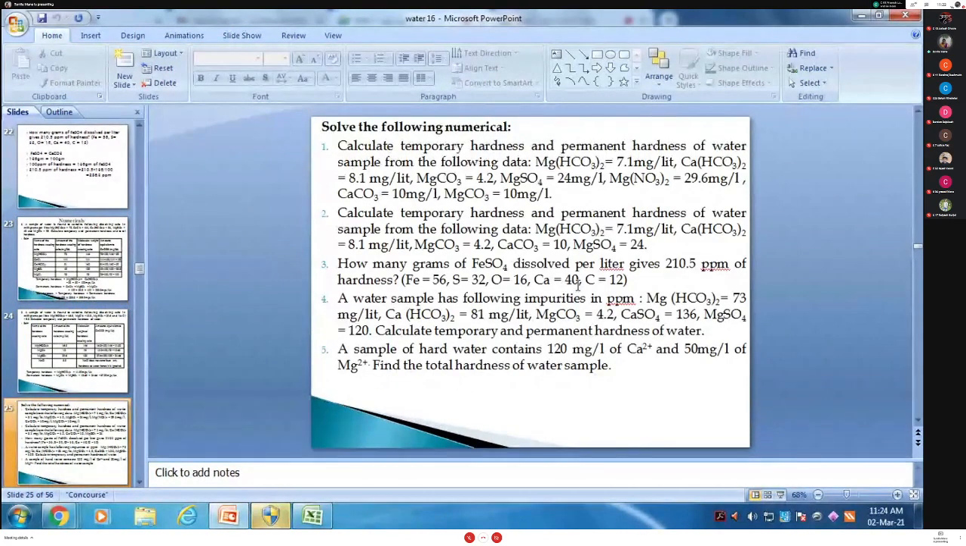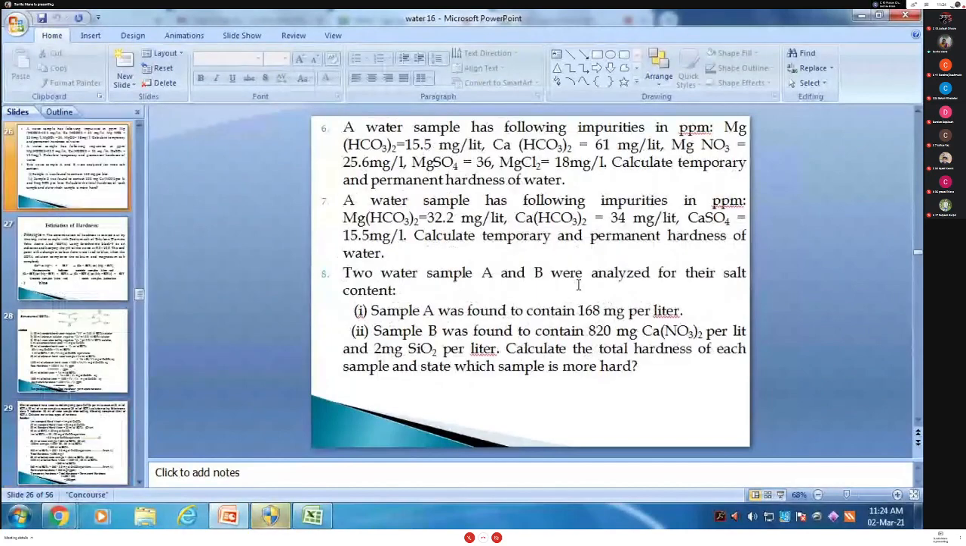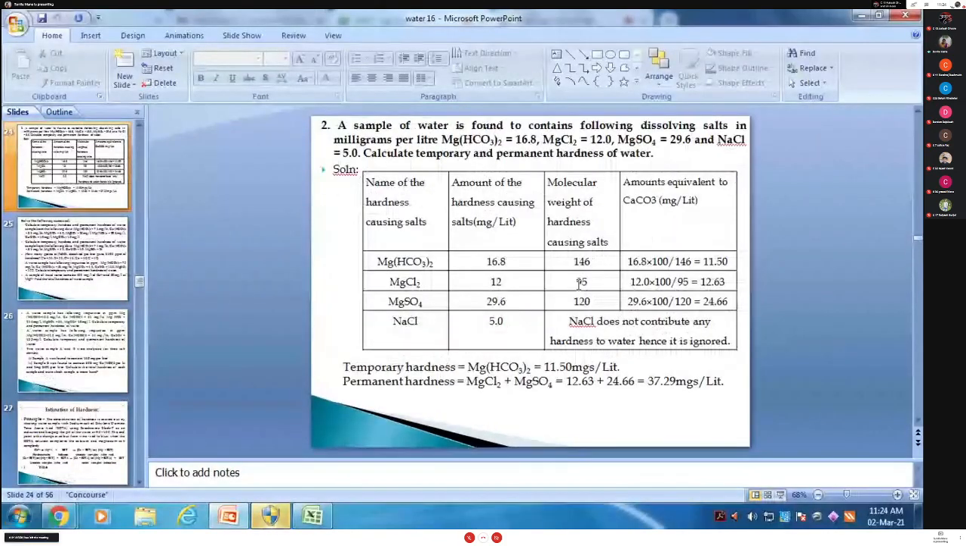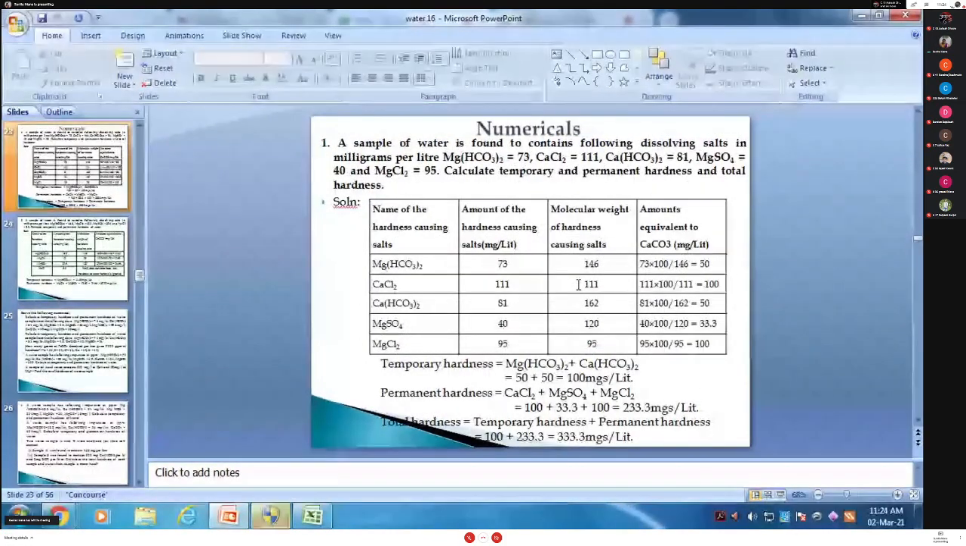So everyone is solving. Solve it step by step. Okay. The problem is for 6 marks. You have to solve very carefully.